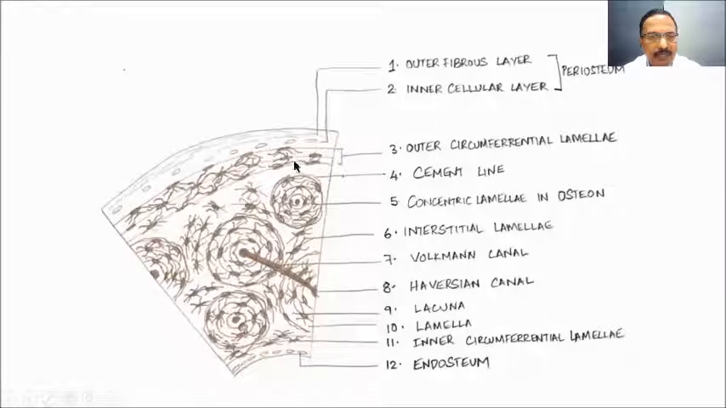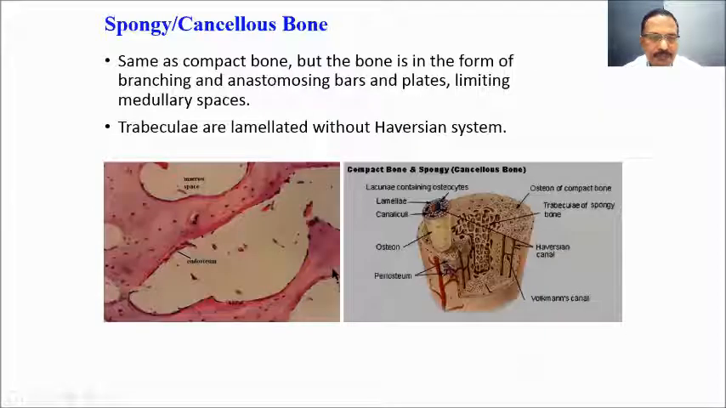Towards the periphery, you can see the outer periosteal circumferential lamellae, and here the inner endosteal circumferential lamellae with the endosteum and periosteum. Why did I show this picture? This will be asked for a short note on the microstructure of the compact bone. You should draw a diagram like this, and all these features should be described in your description.